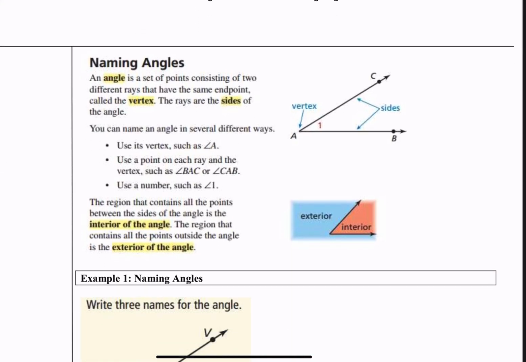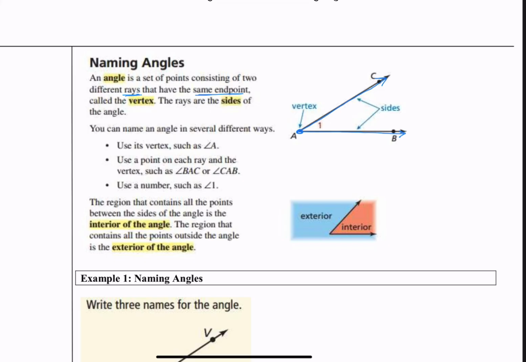So an angle is a set of points consisting of two different rays that have the same endpoint. All right, so as you can see to the right here, I've got a ray AC, that's one ray, and a ray AB, and they meet at their common endpoint. That's forming an angle. So where those two rays meet, that's what we actually call the vertex. And the rays are the sides of the angles.